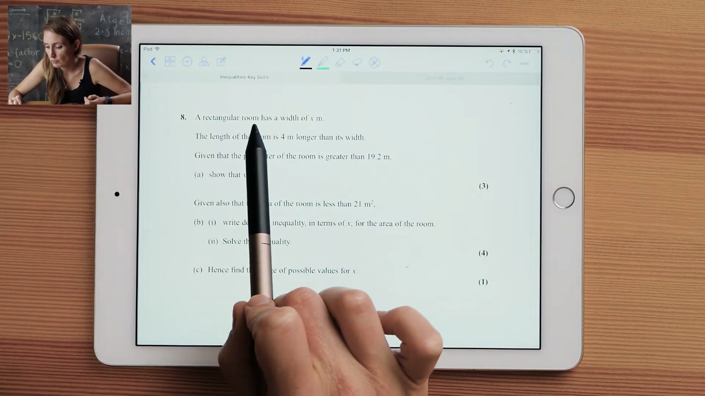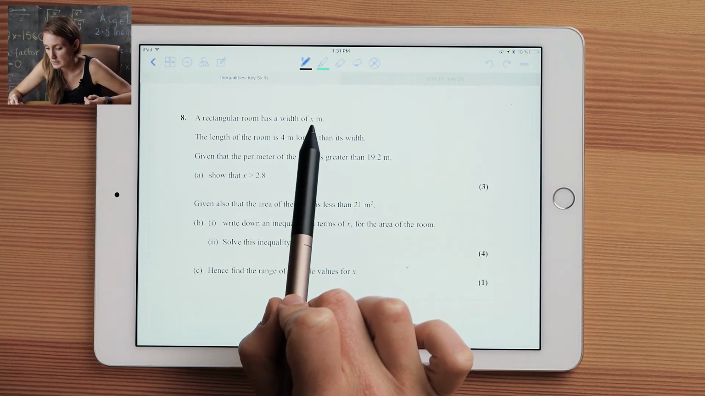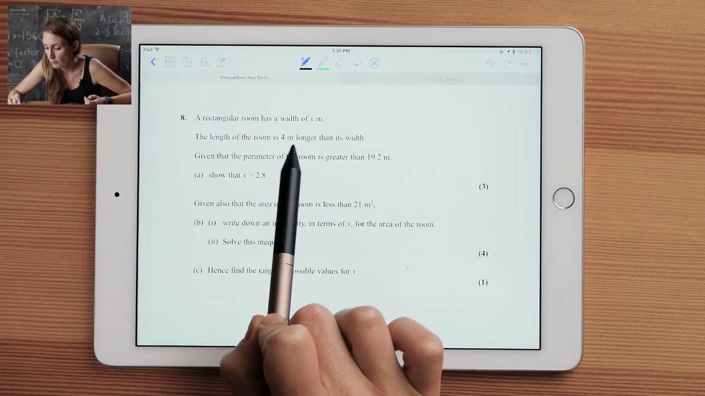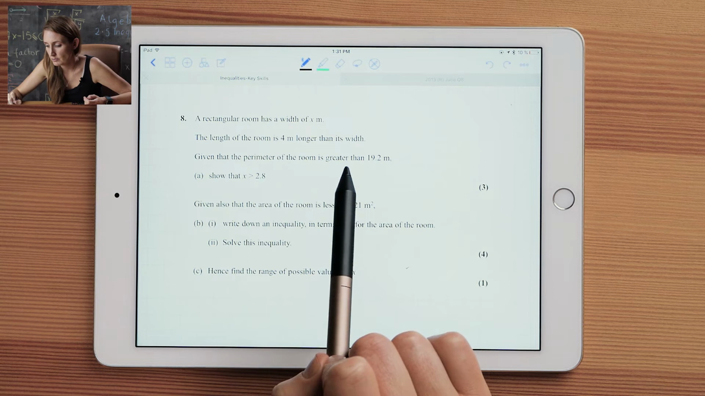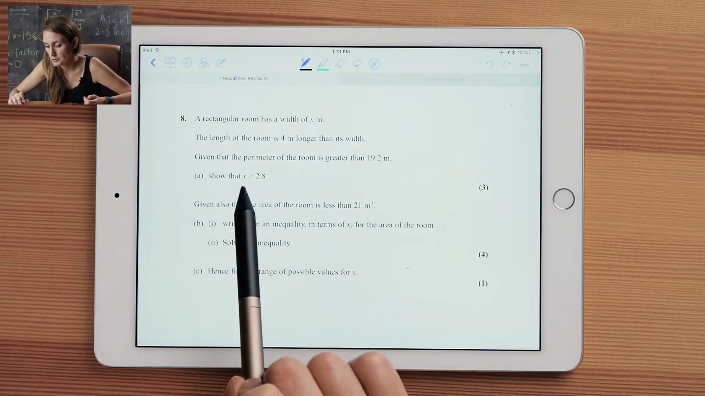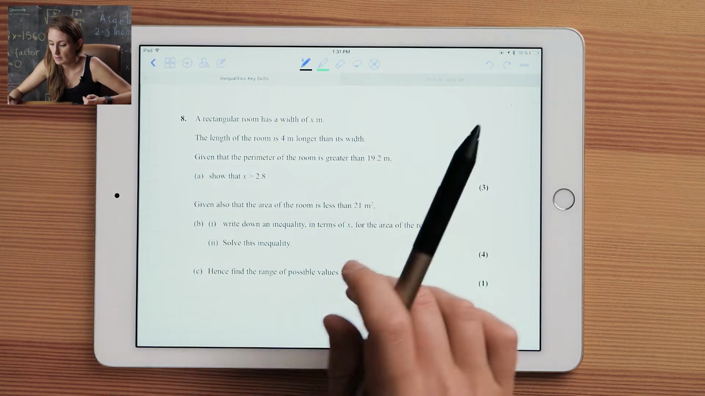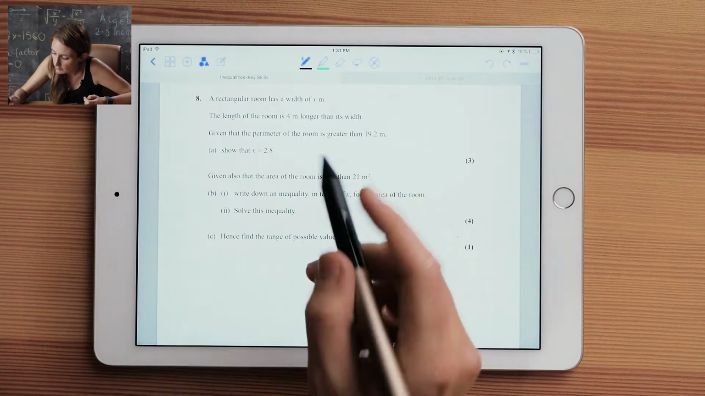A rectangular room has a width of x meters. The length of the room is 4 meters longer than its width. Given that the perimeter of the room is greater than 19.2, show that x is greater than 2.8. So let's draw this rectangle to start.